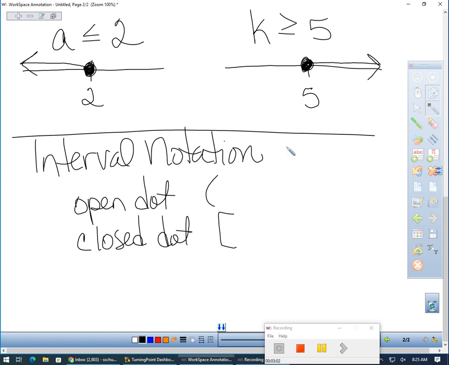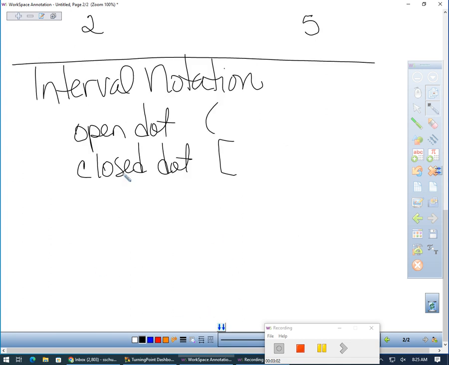And interval notation tells you what the interval is with all your solutions. Okay, so for example, if I have, let's say, x is greater than or equal to 4. On my number line at 4, do I have an open or closed dot? Closed, very good. And this arrow goes to the right.